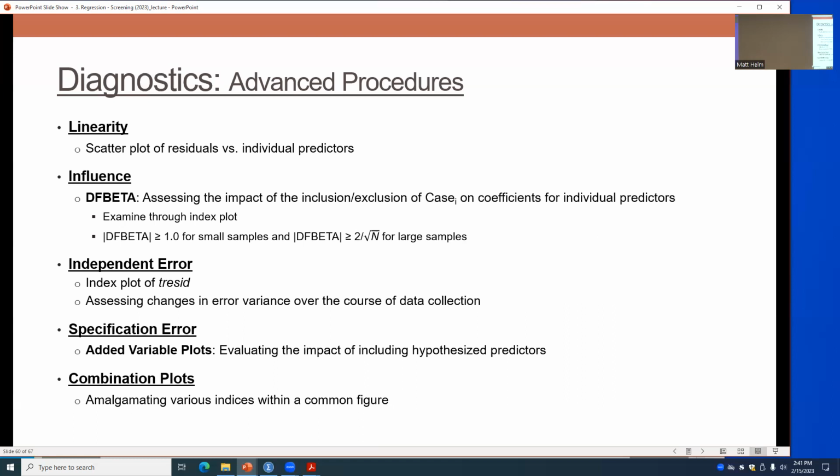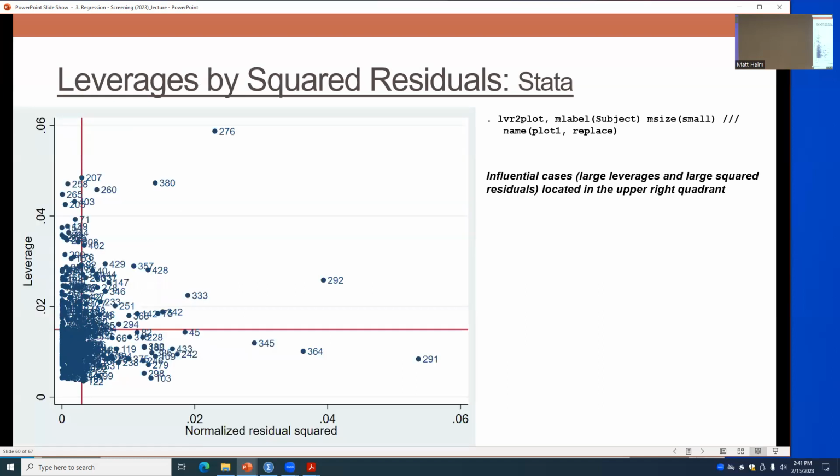Last thing here that we will do that's pretty cool: I pulled this out of some readings with Stata that I was doing, and then recreated it over in SPSS. It's something we call combination plots. We're taking different components and putting them together in a common plot to start to identify weird cases, okay? So Stata has a leverage-by-squared-residuals plot that you can just request, right?